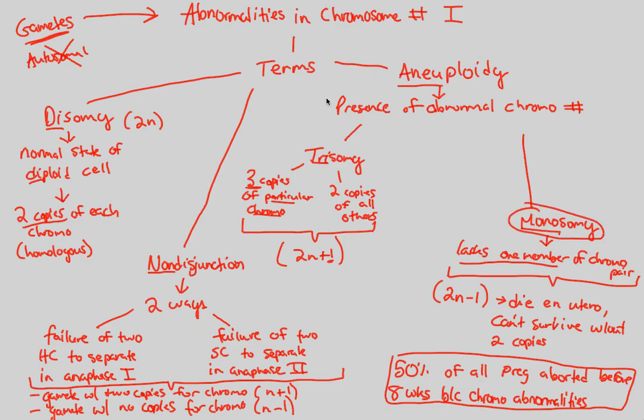So this is our idea behind abnormalities in chromosome number. We'll continue this discussion and get a little bit more specific, now that we've established our terms, in the next video.